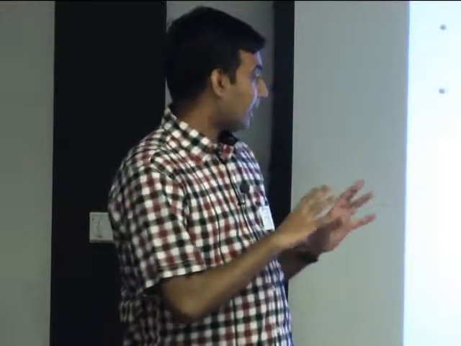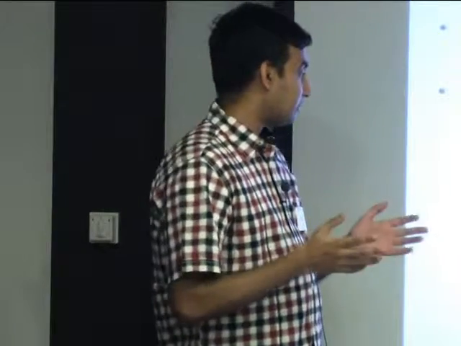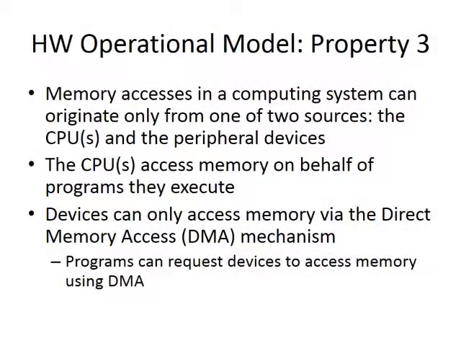Now, the address itself can be given in various forms. It can be a fixed value that you write into the architectural specification of the CPU. It can be programmed into a register in the CPU. It can be in a table in memory. All of these variants are possible. Okay. Now, the third property, this is about memory accesses.